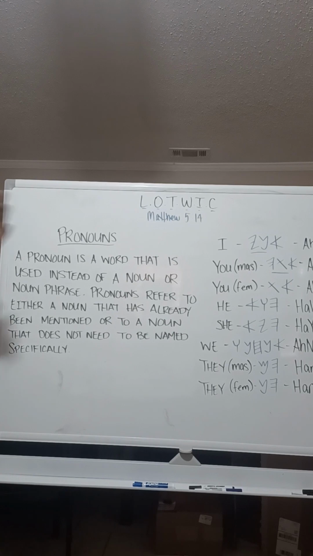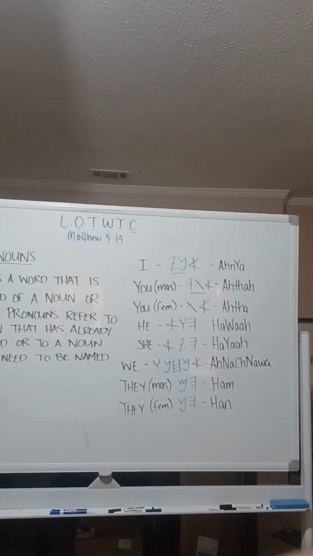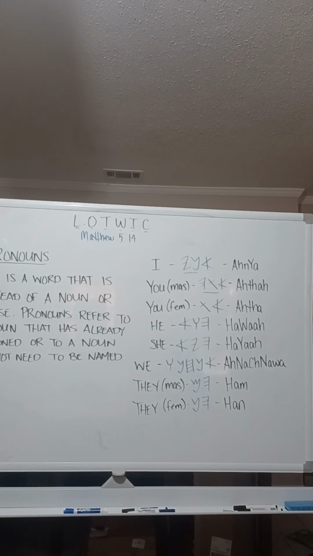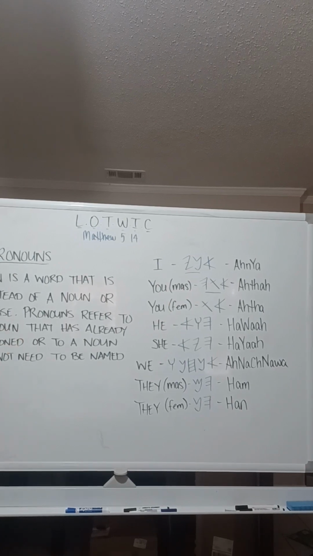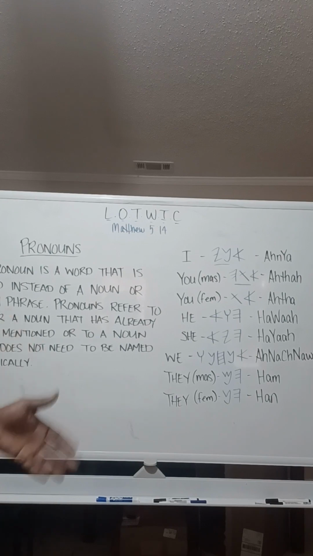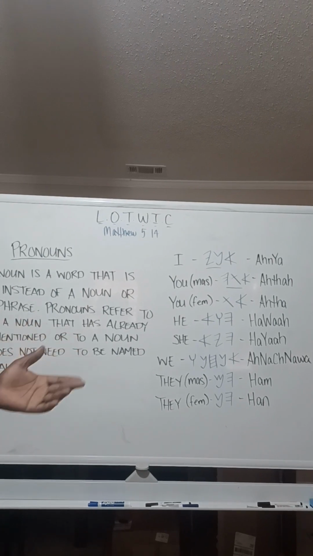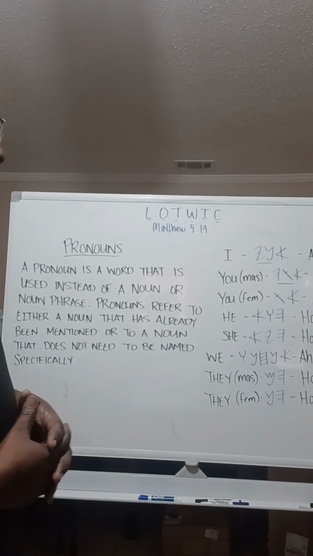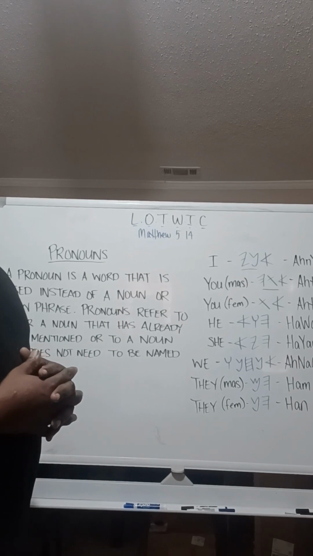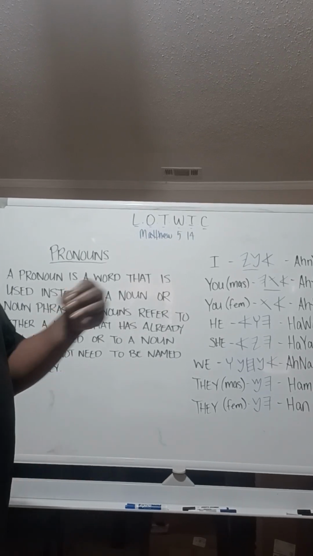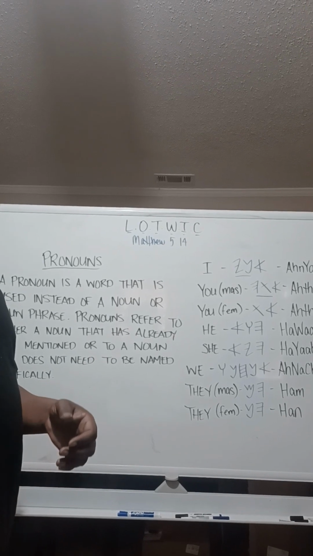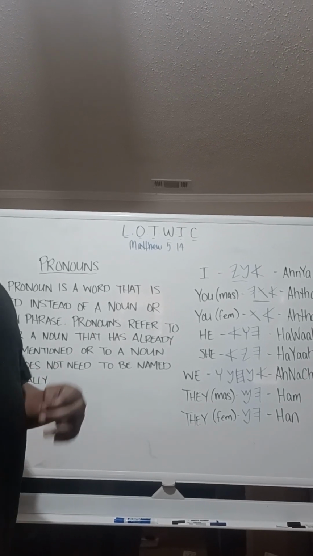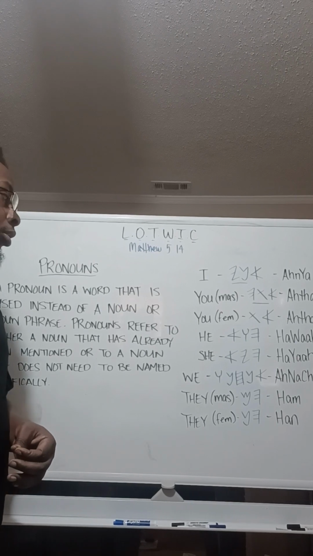So we have our list over here. We have I, you, and notice with you, there is a masculine and a feminine way of spelling it. Then we have he, she, we, they, and they as well, because they can be referring to either male or female. And remember always that the rule is, since Hebrew is a masculine dominant language, if there is one male present among females, then the whole context of verbiage is used in a masculine tone.